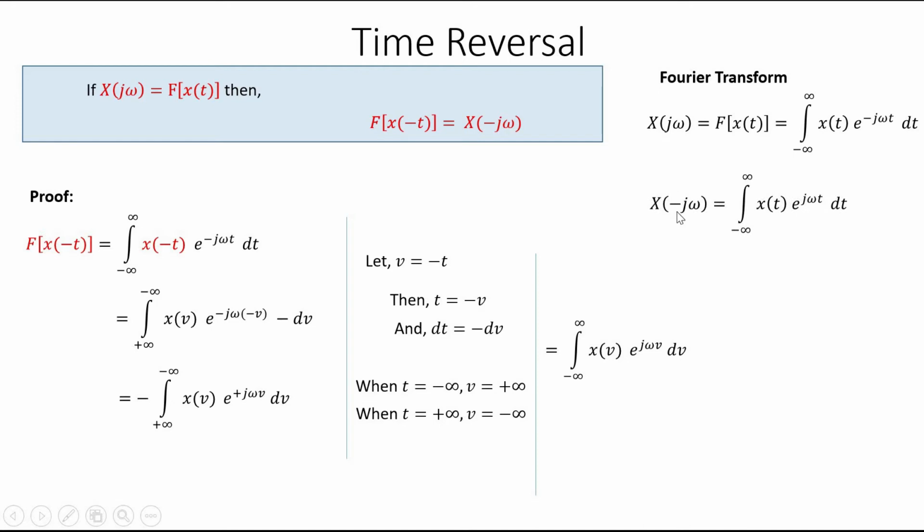If you are finding x of minus j omega, omega becomes minus omega, so it becomes e raised to j omega t. So if you are comparing these two, these are the same. So this is actually x of minus j omega. So hence it is proved that the Fourier transform of x of minus t is equal to x of minus j omega. Hence the proof.